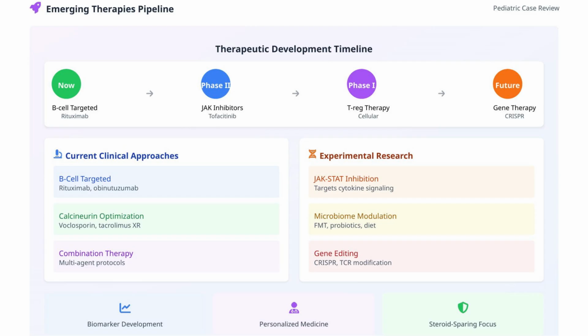Gut microbiome modulation strategies are being explored based on growing evidence of gut-liver axis involvement. Biomarker development focuses on non-invasive methods to assess disease activity and predict treatment response. These advances aim to provide more targeted, effective, and less toxic therapeutic options.